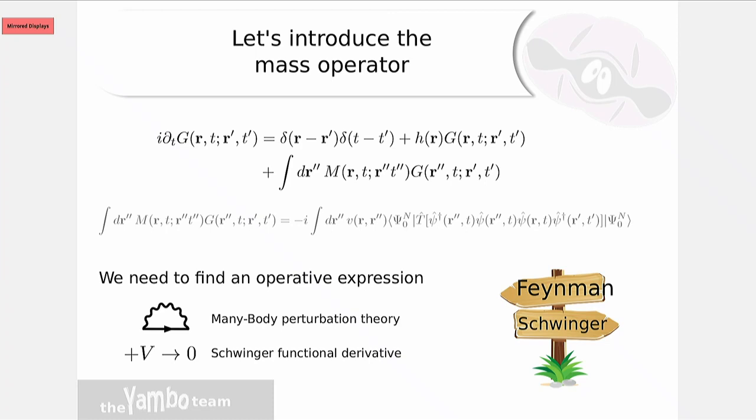The point is, how do I rewrite this four-field monster in a human-readable, human and computer-calculable object? Then I have two methods. One is through Feynman diagrams and the other is through the Schwinger approach. I mean, they are both complicated. No way that I do it in 10 minutes. So I just give you a snapshot of what you get at the end.